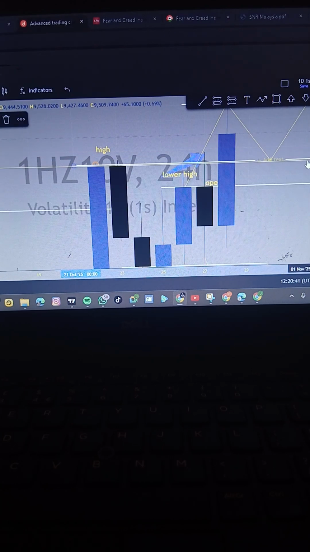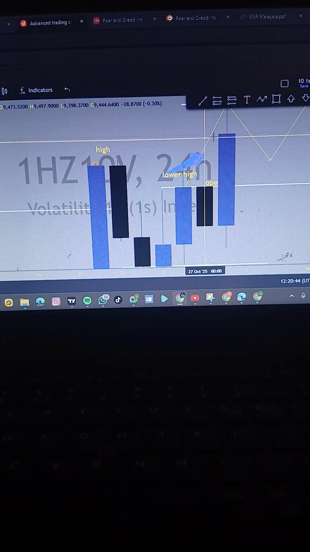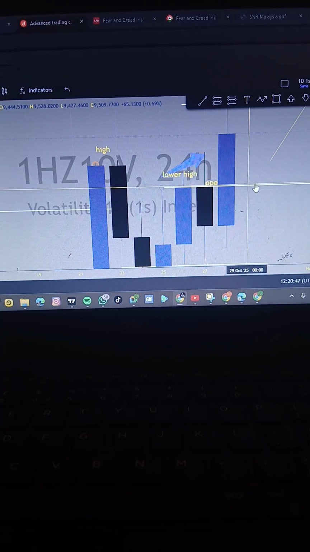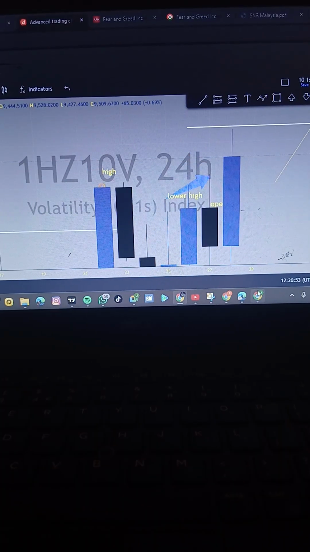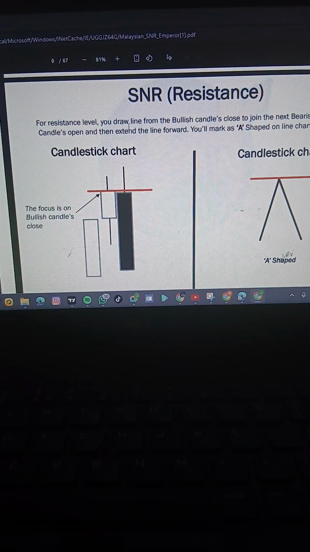Let me delete it. I want to be precise. Now the PDF is saying for a resistance level, you draw a line from the bullish candle close. This is our bullish candle close. A bullish one is the buying one. Bulls are pushing price up. So I'm going to mark the close of the bullish candle and connect it with the open of the bearish candle.